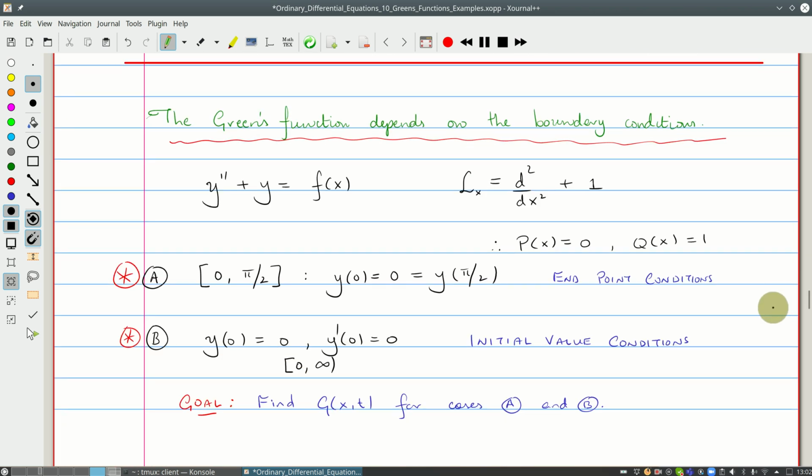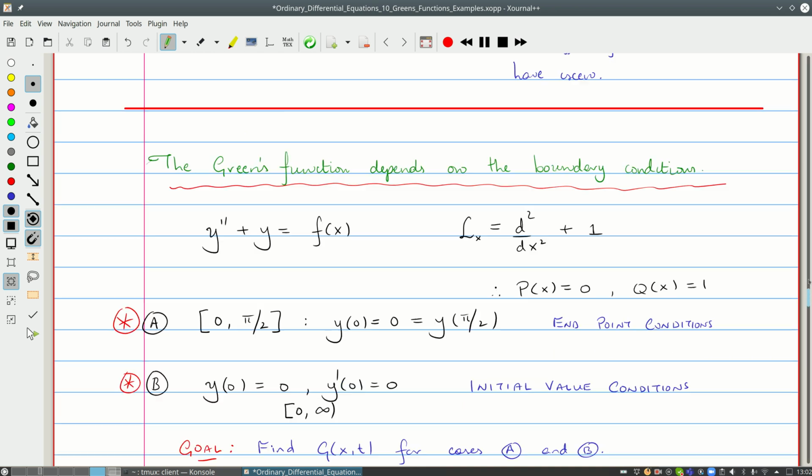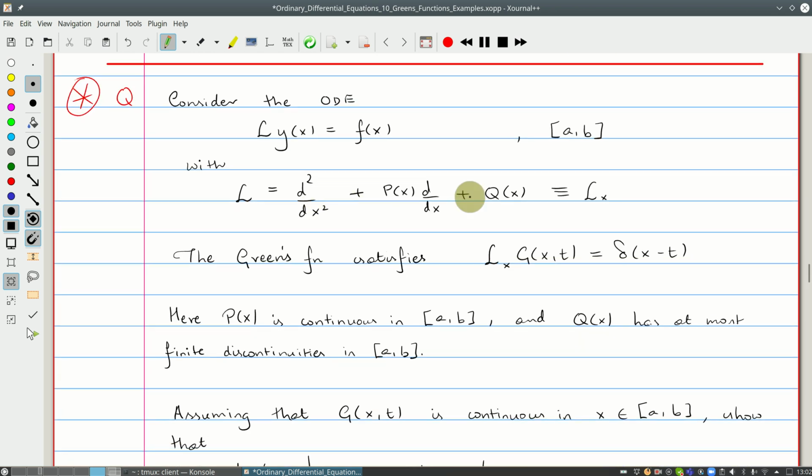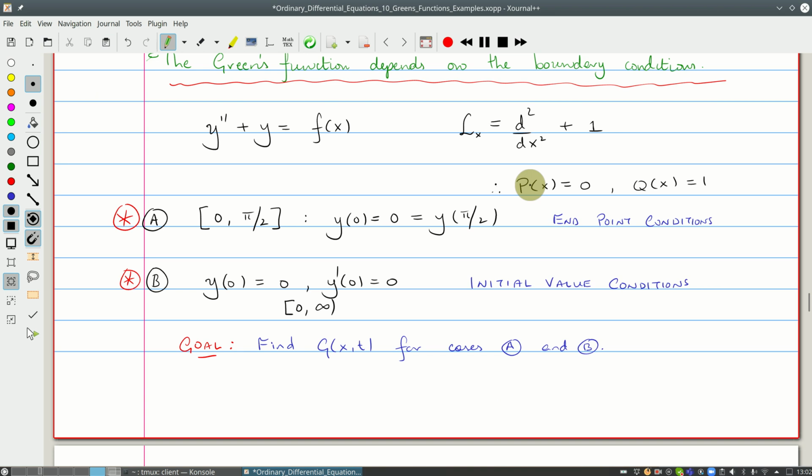Okay, you can pause for a break at this point, because now we're going to look at another couple of examples. And here we're going to see that the Green's function depends on the boundary conditions. So we'll have a look at this differential equation, y double prime plus y is f of x. So our linear operator is the second derivative with respect to x plus 1. And if you compare this linear operator with the one given above, what we've got is q is 1, p is 0. I just made this comparison, but we won't need this.